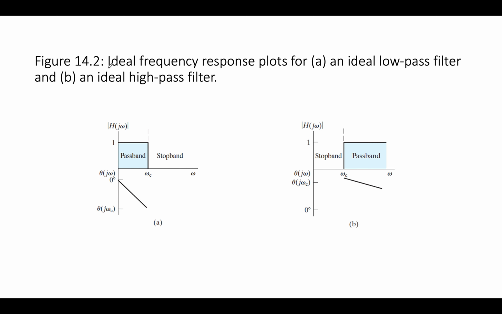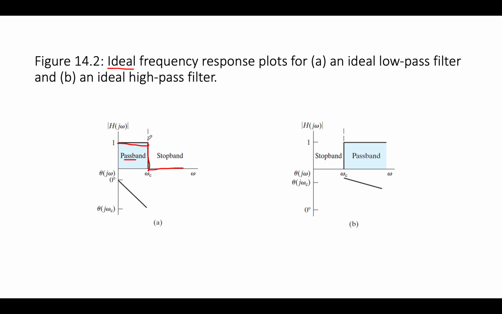First of all, let's talk about what it is that makes this filter ideal. One thing that makes it ideal is that the magnitude of output over input is equal to 1 in what we refer to as the pass band. The pass band is the frequency band that's actually being allowed through the filter. In the pass band, the magnitude is equal to 1. In the stop band, the magnitude is equal to 0. And the transition from frequencies it's passing to frequencies it's not passing is vertical.